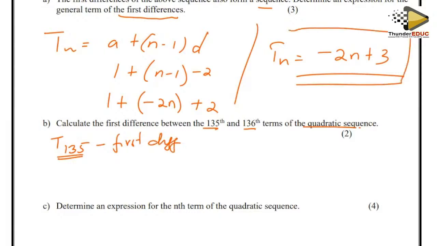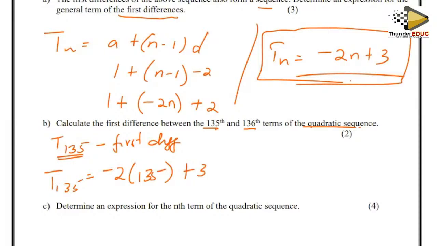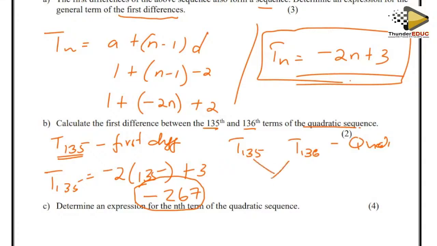Okay, so from here, I don't know if that makes sense. T135 of the first difference will be -2 times 135 plus 3. -2 times 135 plus 3 is giving me -267. So this is the difference that we're going to get between T135 and T136 of the quadratic, the main sequence. The difference is going to be -267.